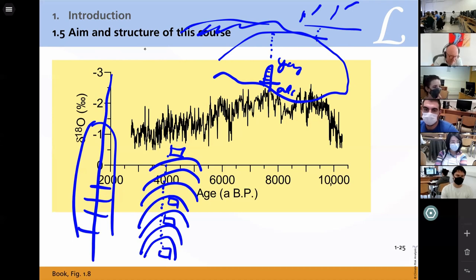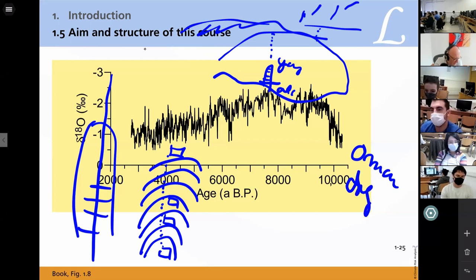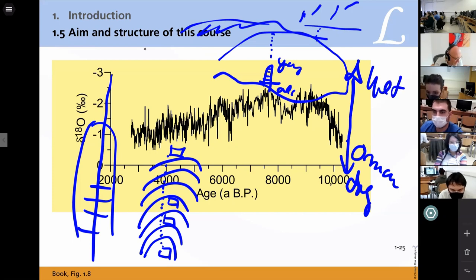And this is a series from Oman, a cave close to the Indian Ocean, and basically you see here the amount of rainfall. Again, there is a lot of science behind the explanation of this proxy quality. So here this is dry to the bottom, and here it's wet. And the stalagmite began to grow at around 10,000 years or so.